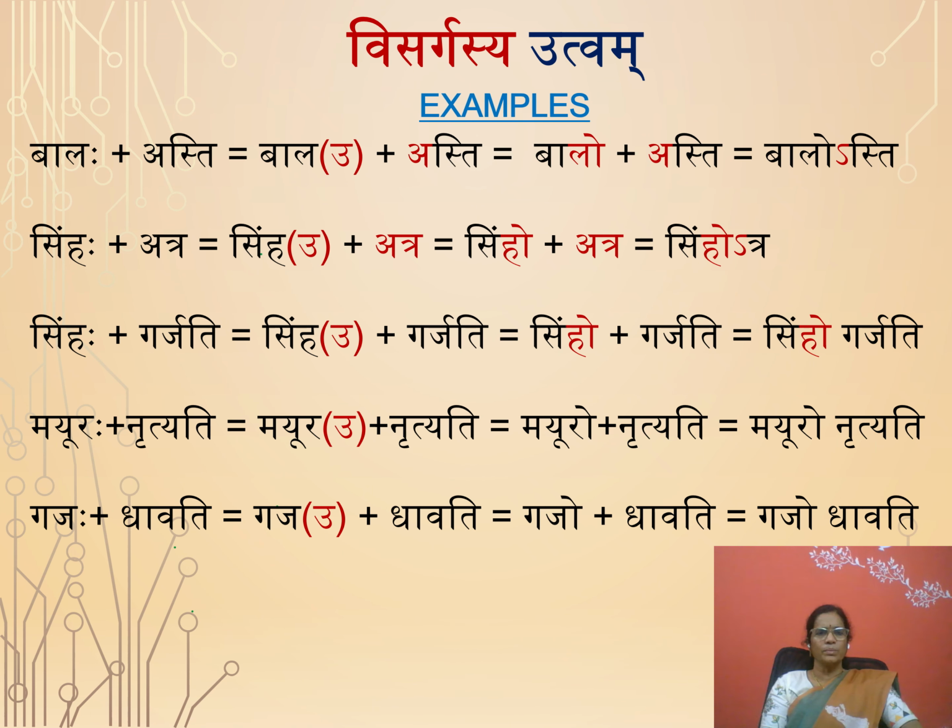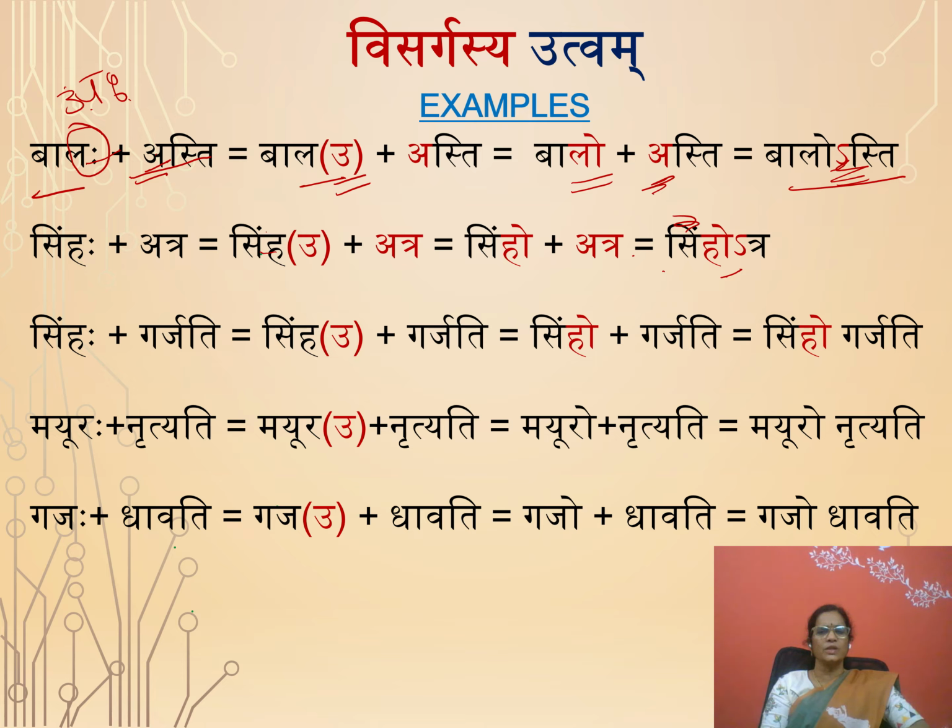See here examples. First one, Balaha Asti. The word ended with Visarga. Before Visarga, A is there. Here Aha is there. Then if Aha is there and the second word starts with A, then that Visarga will change into U. Again A plus U, O we got. And if the word ends with A or O and the second word starts with A, then that will change into avagraha. Here, Balo asti.